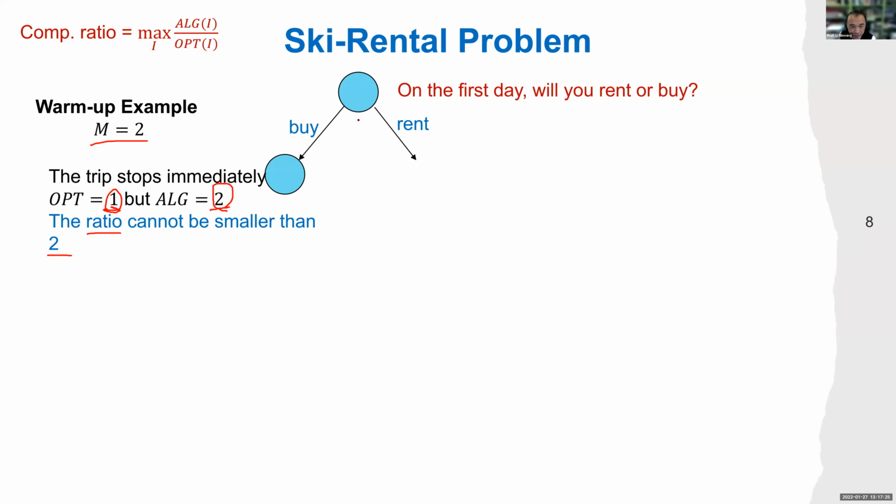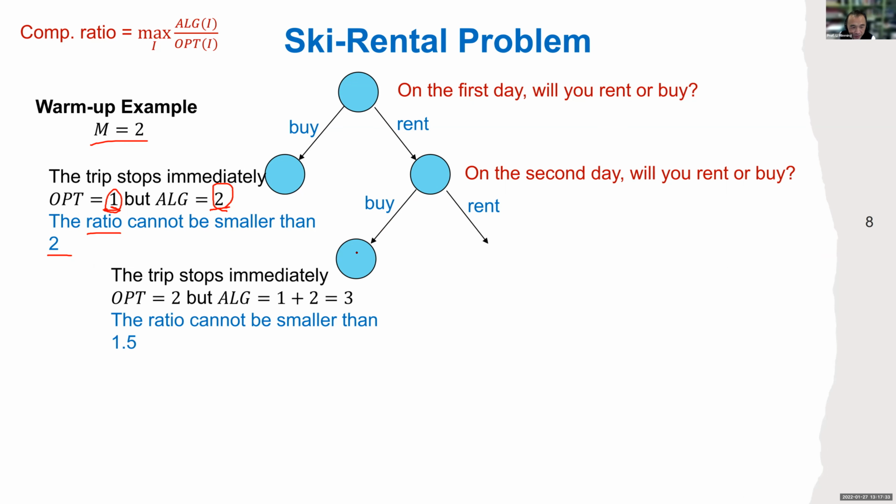Now if you rent, then I ask you, on your second day, would you buy or rent? And say you buy. Well, if you buy, then again I immediately stop the season. In this case, optimal will just buy once, but your algorithm rents for 1 day and then buys, right? It'll be 3. So the ratio cannot be better than 1.5, right?